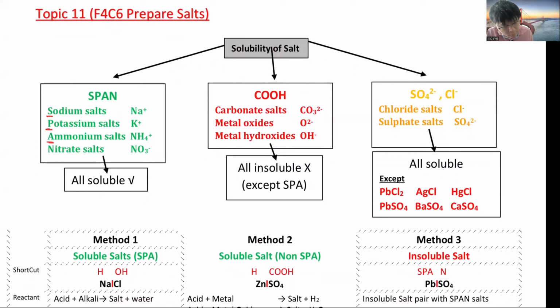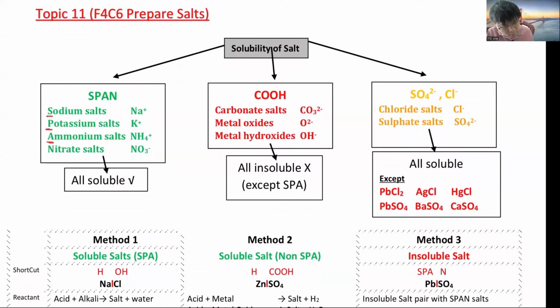Method 2 is to prepare a soluble salt that is not a Na, K or NH3 salt. For example, I want to prepare zinc sulfate. Zinc sulfate is a soluble salt, because all sulfates are soluble except lead, barium and calcium. Chlorides are all soluble except lead, silver and mercury. So this is a soluble salt.